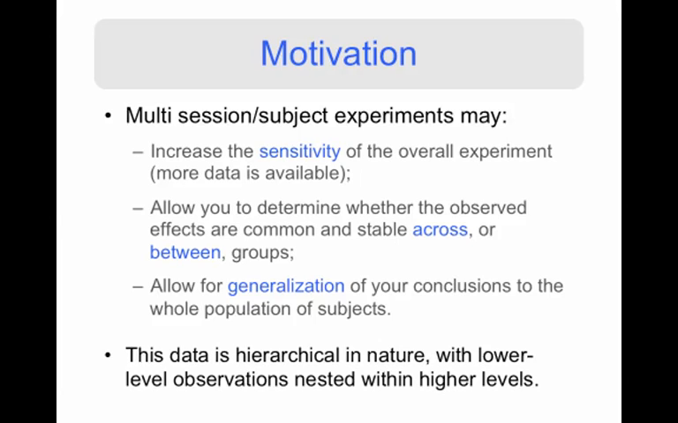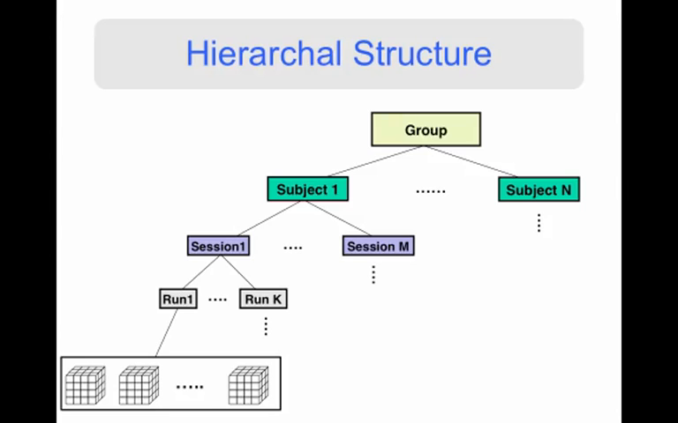This type of multi-session, multi-subject experiment provides data that is hierarchical in nature with lower level observations nested within higher levels. Here we see an illustration. We have a group which consists of n subjects. Each subject was brought in for m different sessions, and within each session the subject performed a run k different times. Each run consists of a series of three-dimensional brain volumes as illustrated below. Now this hierarchy can be extended. Let's say that we have multiple groups, then we can add a layer.